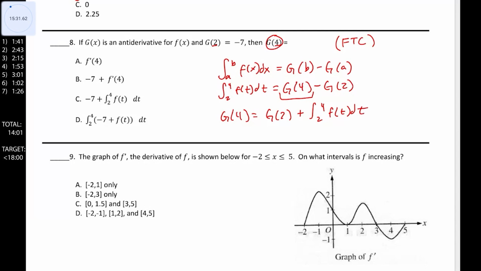You don't see that exactly in any of the answer choices, but since they told us that G of 2 is -7, we could also write this as -7 plus the integral from 2 to 4 of f of t dt. So our answer is C.